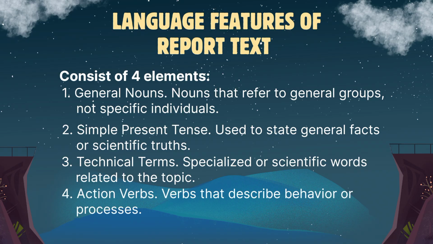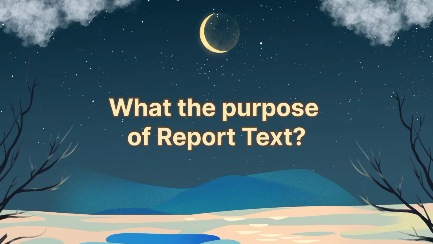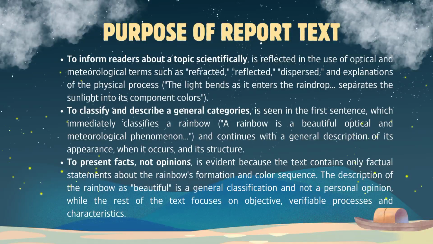So, what's the purpose of report text? First, to inform readers about a topic scientifically is reflected in the use of optical and meteorological terms, such as refracted, reflected, dispersed, and explanations of the physical process. The light bends as it enters the raindrop, separates the sunlight into its component colors.